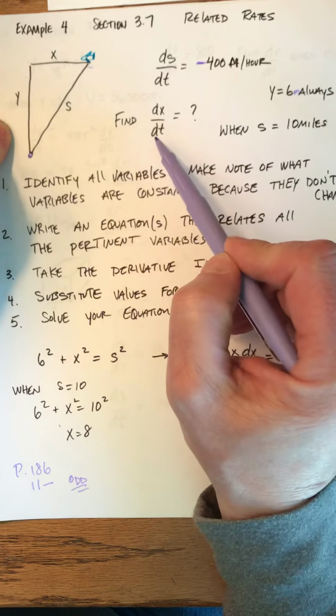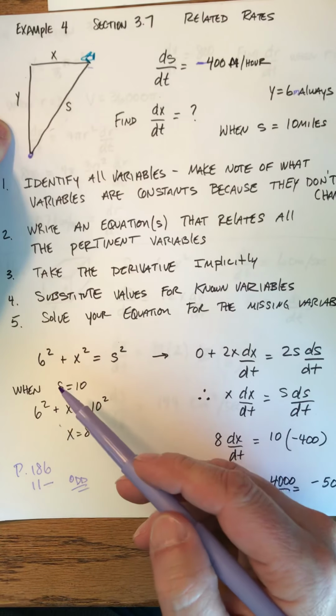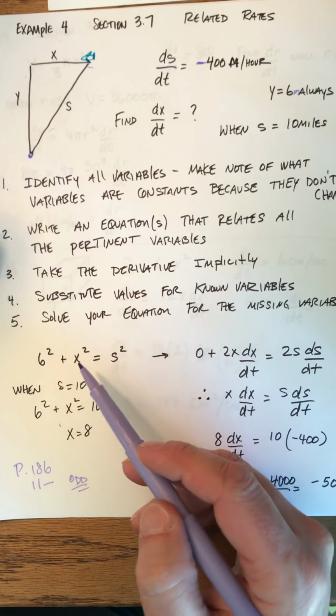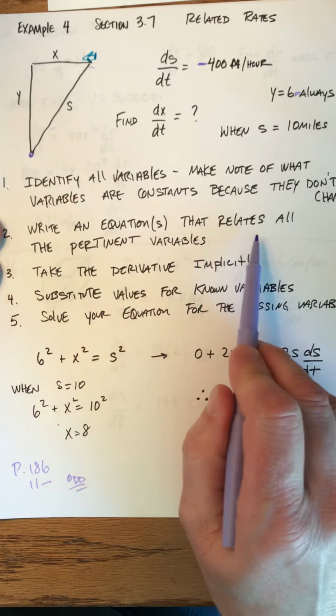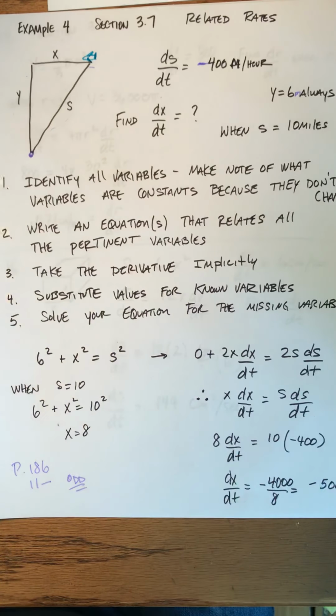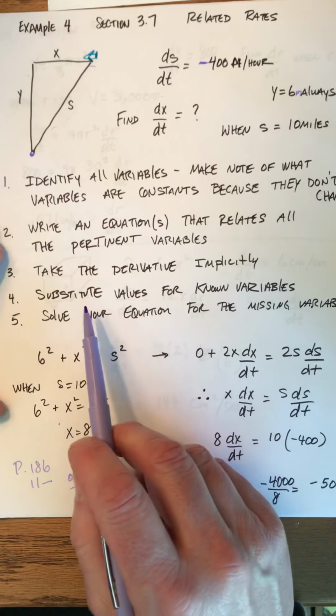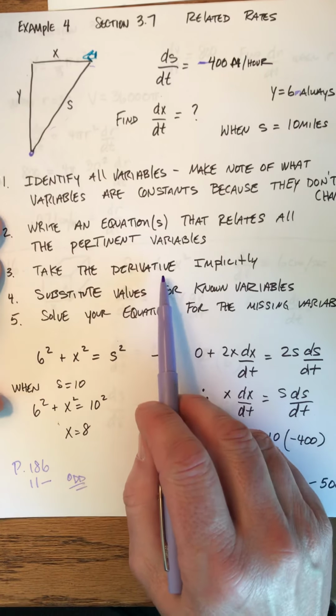So it's a matter of time, so the base variable is time. It's no longer x. The next thing we want to do always is write an equation that relates all of those variables together. All the important ones anyway. And then we want to take the derivative implicitly.